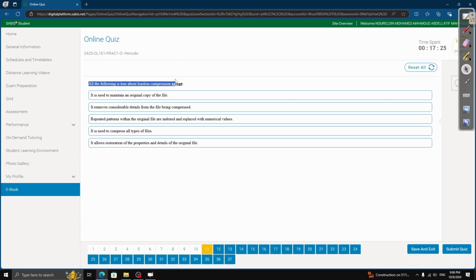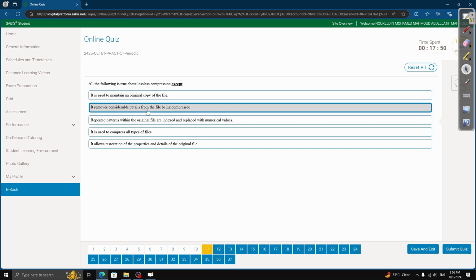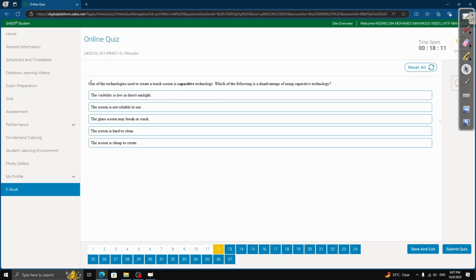All of the following is true about lossless compression, except which? Lossless compression is basically the compression of files without losing its data, aka it will use algorithms to simplify this data without losing it. It is indeed used to maintain an original copy of the file, and it does not remove considerable details from the file being compressed. Repeated patterns within the original file are indexed and replaced with numerical values. This is true, and it can be used to compress all types of files. And it does allow the restoration of the properties and details of the original file. Therefore, this is false.